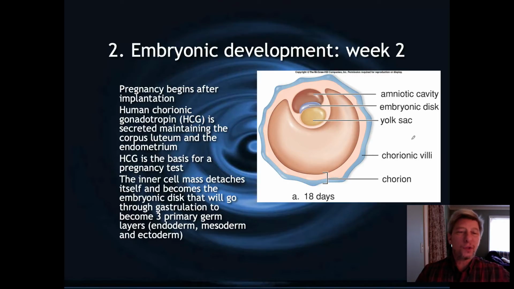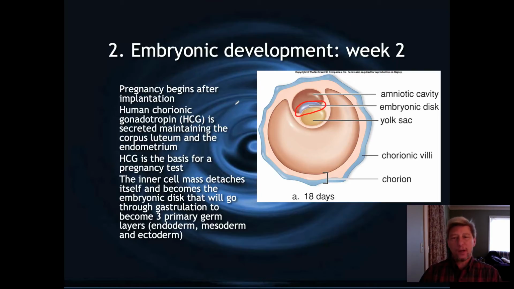During week 2, mom is well and truly pregnant. Implantation has occurred, and now a little bit of morphogenesis and differentiation begins to occur. The embryo is shown in blue right here. We have the yolk sac, the chorion is shown here, and this is the amniotic cavity.